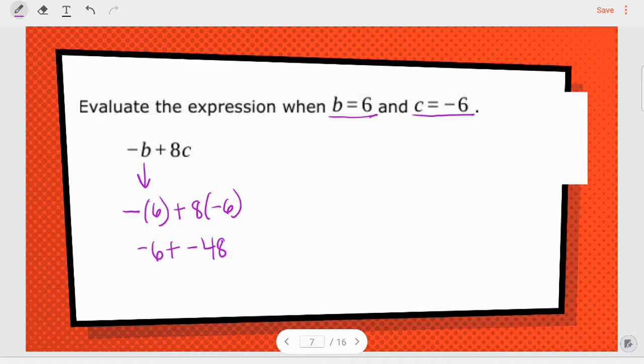And I'm going to go ahead and simplify because I can do that. -6 plus -48 is -54. And that's my answer.